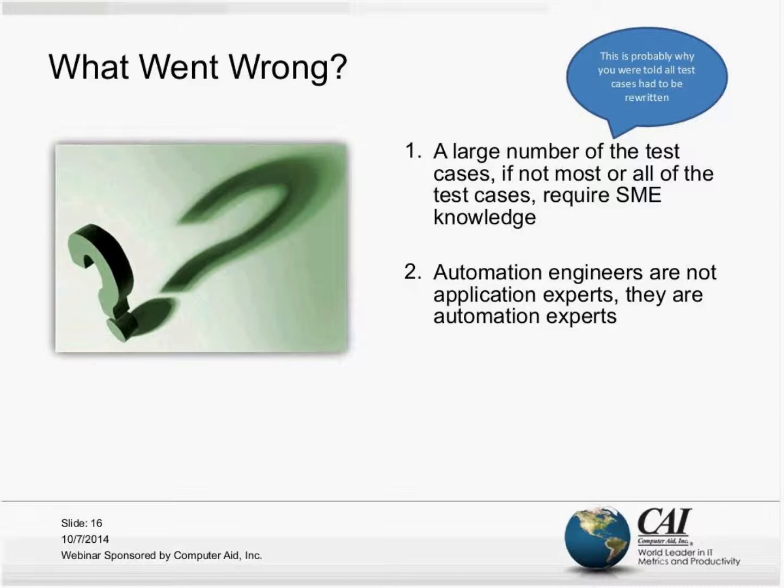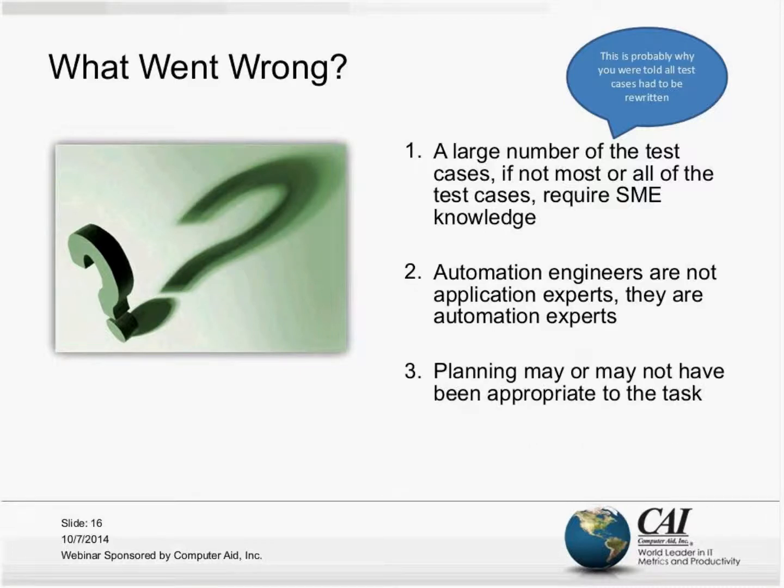Planning may or may not have been appropriate to the task. Now, this bullet refers to a few slides ago where we talked about there was some churn. You lent it out to a bidder. The bidder won the bid. They did some work. It came back, and it didn't meet your expectation. Planning may or may not have been appropriate to that task, and we'll talk about why.